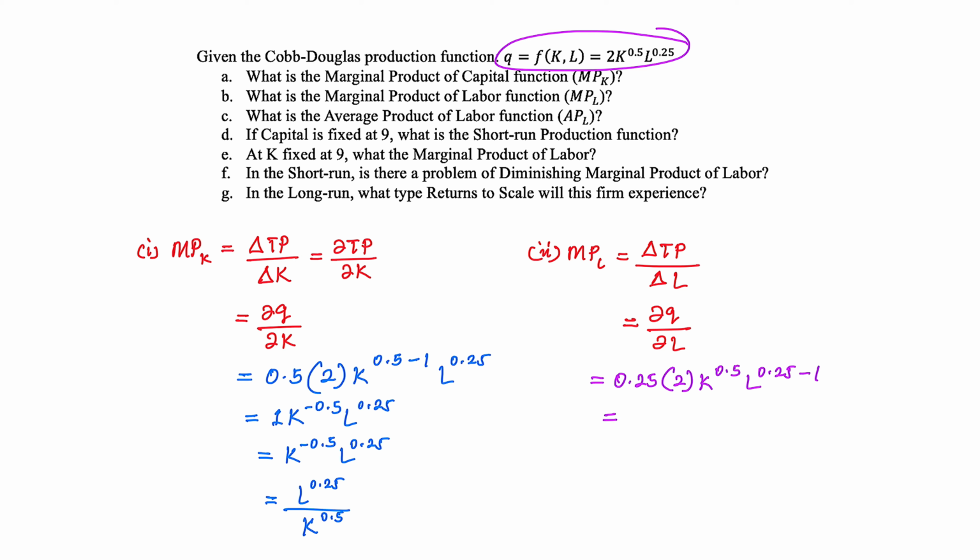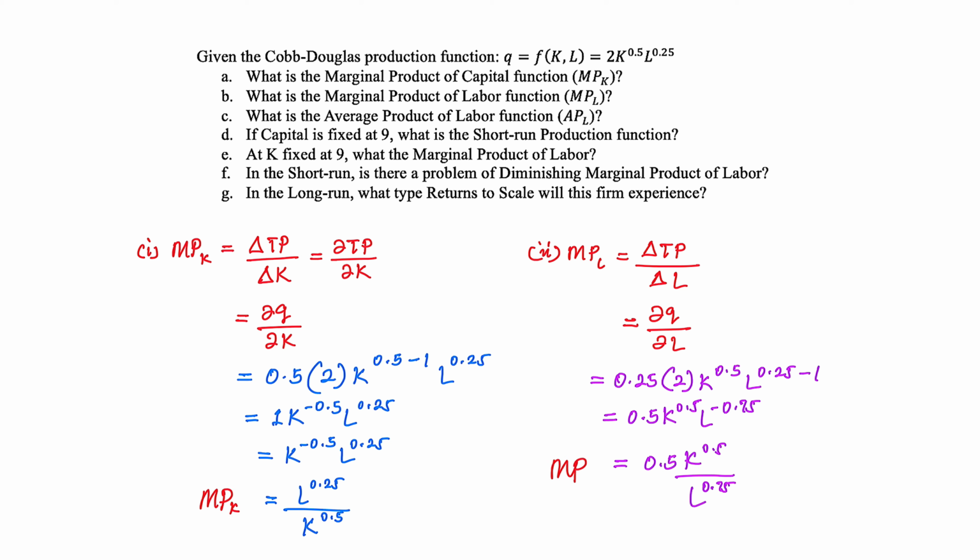So simplifying, 0.25 times 2 will give us 0.5. And then we have K raised to power 0.5. And that means we are left with L to the power of 0.25 minus 1, that's minus 0.75. So this is the marginal product of labor function, or we can rewrite it as 0.5 K raised to power 0.5 divided by L raised to power 0.75. So here we have our MPK and here we have our MPL.